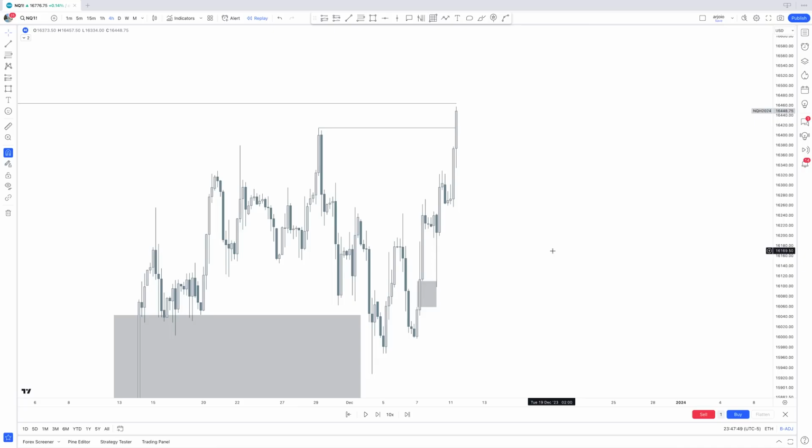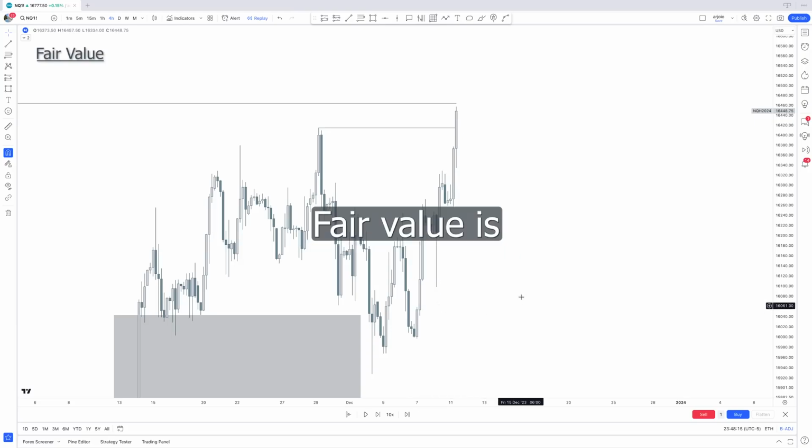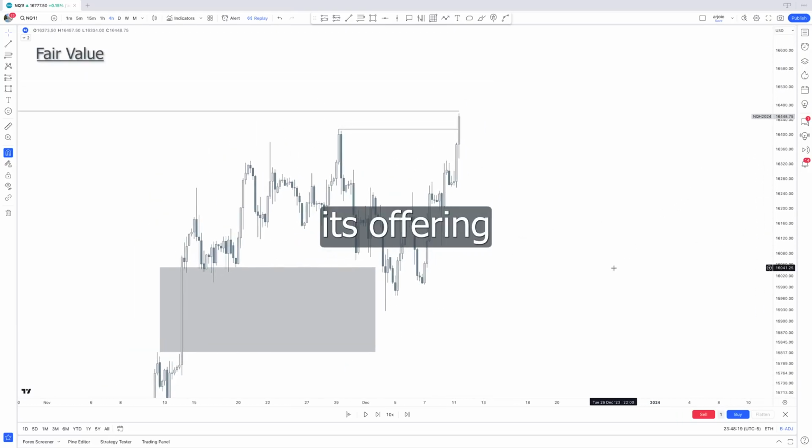Again, a quick story on fair value. What actually is fair value? The market is always offering fair value, in other words, rebalancing something. Those are the same things, fair value and rebalancing. Or the market is seeking liquidity. So if we understand that, then what actually is fair value? Fair value is, like it already says in the name, offering fair value.